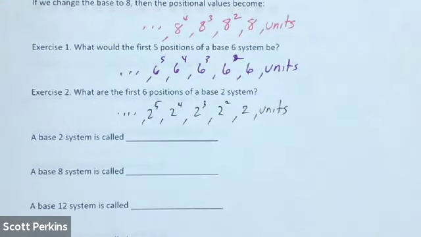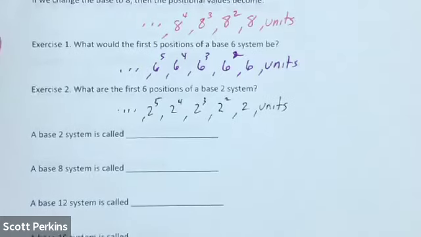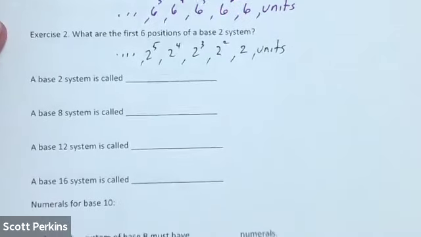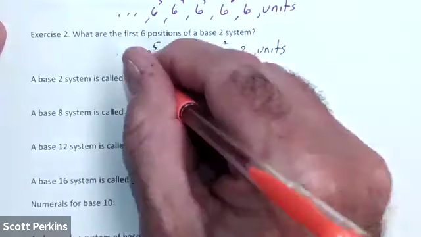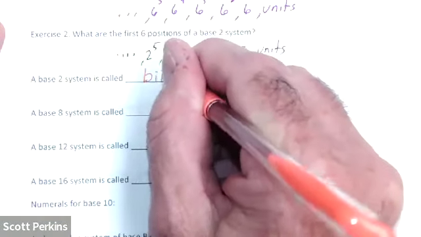That's how positional systems work, no matter what the base is. So just to give you the words that we would use to refer to some of the popular ones, we're going to go through all different bases, but the real popular ones, because again they are involved with computers, a base 2 system is called a binary system.